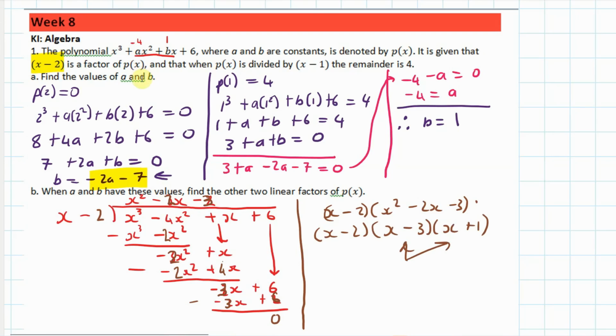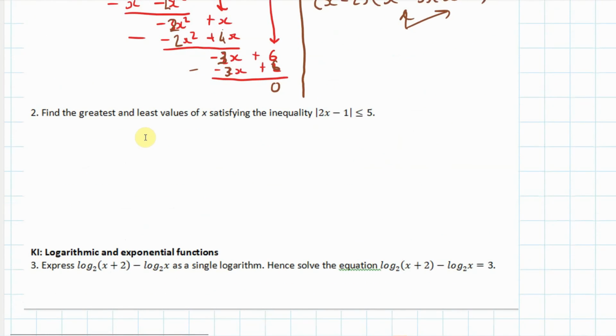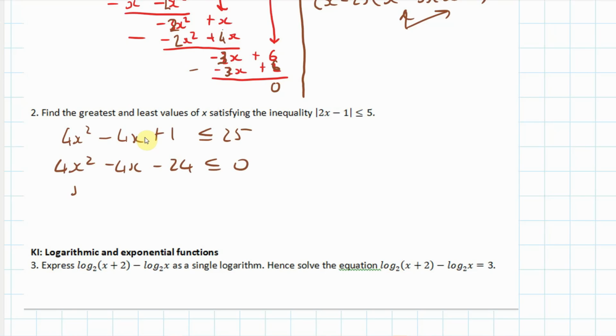Okay, all right, so moving on, and we've got to find the greatest and least values of x satisfying this inequality. So again, I'm just going to use that squared method. When I square the left hand side, I get 4x squared minus 4x plus 1 is less than or equal to 25. We bring everything across, so we get 4x squared minus 4x minus 24 is less than or equal to 0. Divide everything out by 4, so we get x squared minus x minus 6 is less than or equal to 0. And I could factorize this, I think.